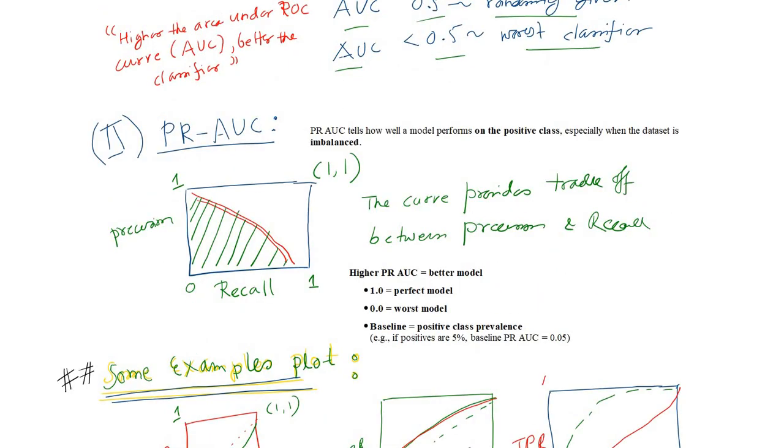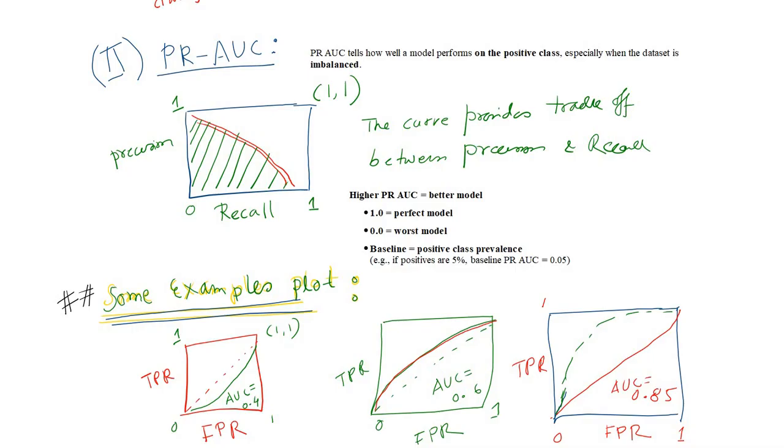Now, what is the PR AUC curve, the precision-recall AUC? PR AUC tells how well a model performs on the positive class, especially when the data set is imbalanced. Sometimes, before or during training, the data is imbalanced, so we are not able to know how well it is positively classified. This KPI tells you in this condition. The curve provides a trade-off between precision and recall, as I mentioned.